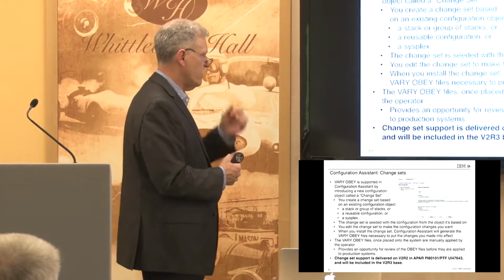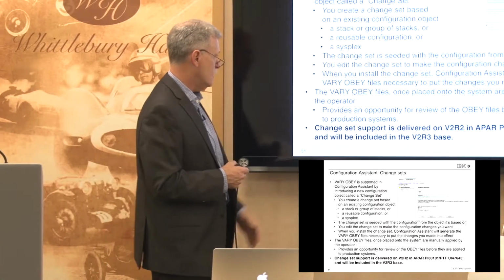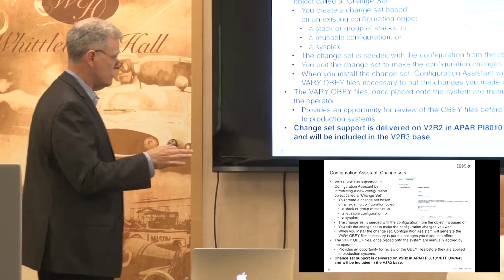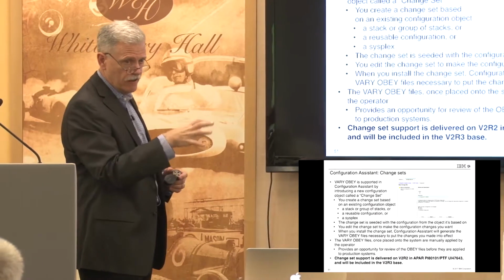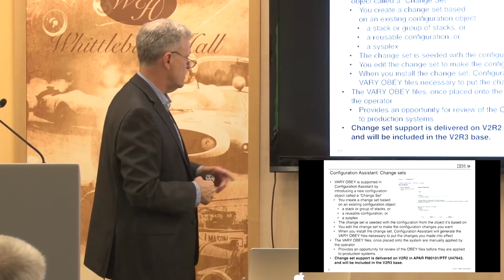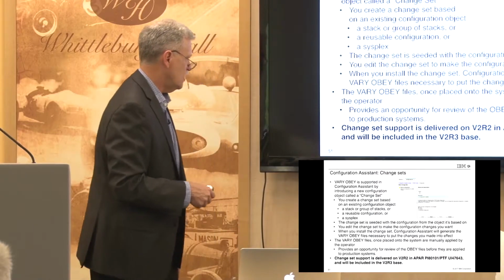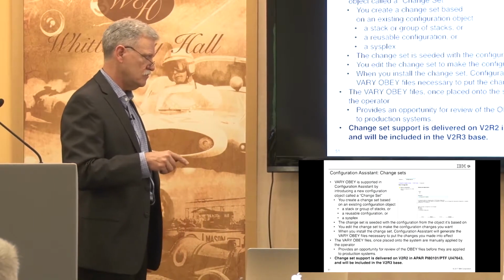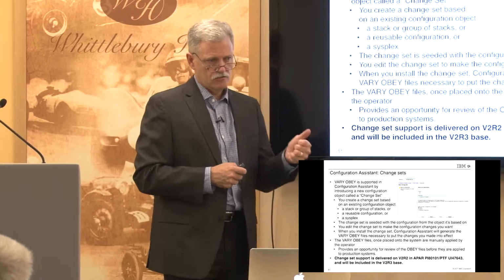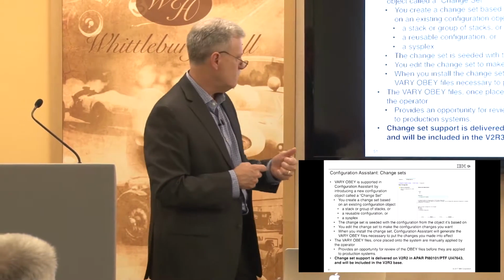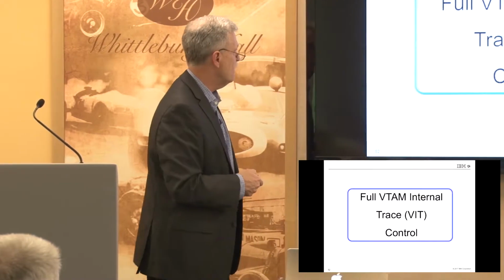VARY OBEY files, once placed on the system, are manually applied by the operator. That provides the operator an opportunity for review. So, okay, this is what you brought in, I want to review it, now I can activate it. It's business as usual, but it came from Configuration Assistant following that process. Change set support is delivered in 2.2 via APAR, and it will be delivered in 2.3 base. So what's new in Configuration Assistant in 2.3 is change set support, dynamic updates to your configuration.